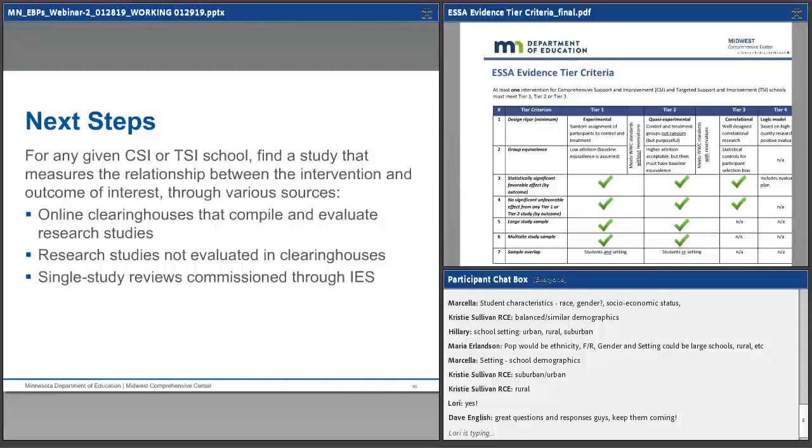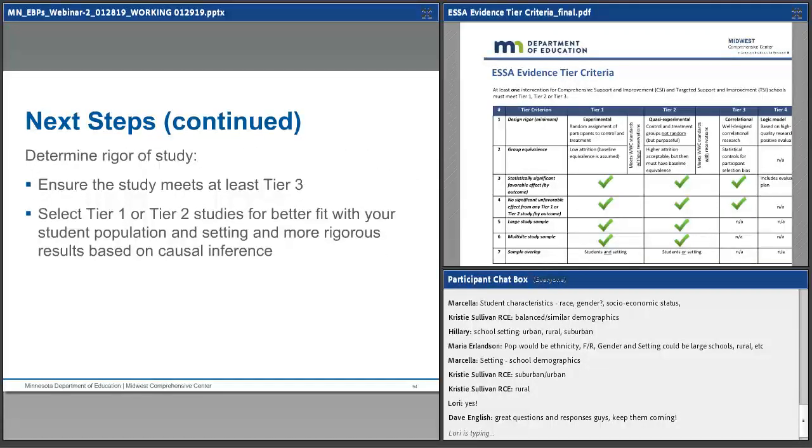So we're running out of time, so I just want to jump to the next steps. Just to review, remember that for any given CSI or TSI school, we know that you can find these different evidence-based practices in these online clearinghouses. You can review research studies individually if you have an advanced level of ability for reviewing. You can also contact the IES, the Institute of Education Sciences, who will do single study reviews, and they have a queue for that. So you will need to get on the ball early for that one, like now probably, if you want to use it in a reasonable amount of time.